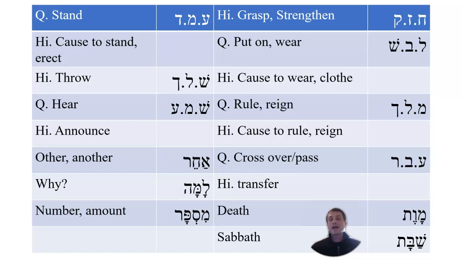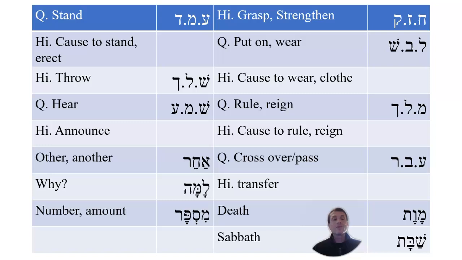The verb malak in the kal stem, the regular stem, means to rule or reign. In the hifil, it means to cause to rule or reign. The verb below that, avar, in the kal stem or the pa'al stem means to cross over or pass over. In the hifil stem, it means to transfer, to cause to go over.